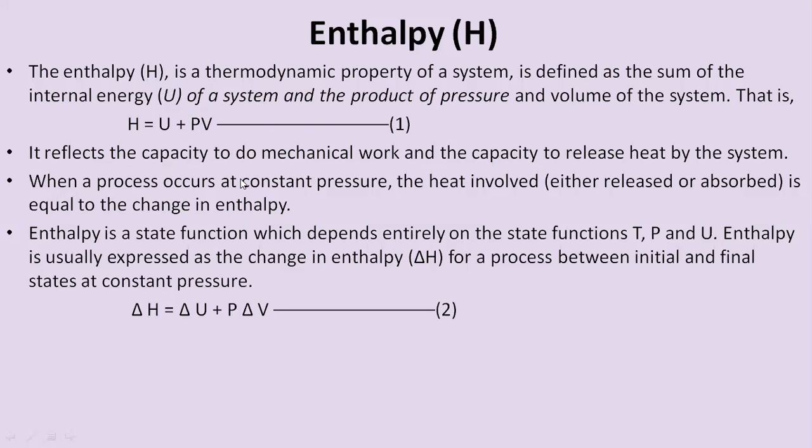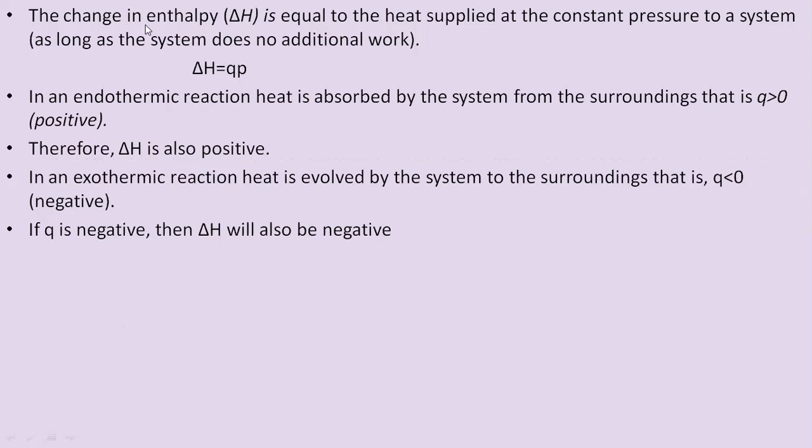Now when a process occurs at constant pressure, the heat involved, whether released or absorbed, will be equal to the change in enthalpy. The change in enthalpy is given by delta U plus P delta V. The change in enthalpy, delta H, is equal to the heat supplied at constant pressure to a system as long as the system does no additional work. So delta H equals QP, where Q is heat and P is pressure.